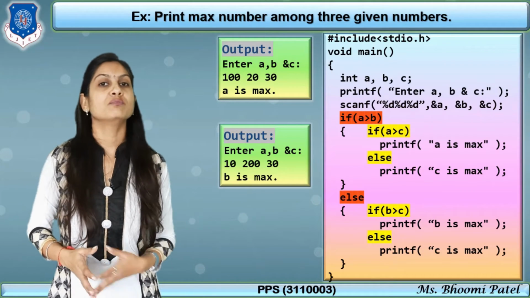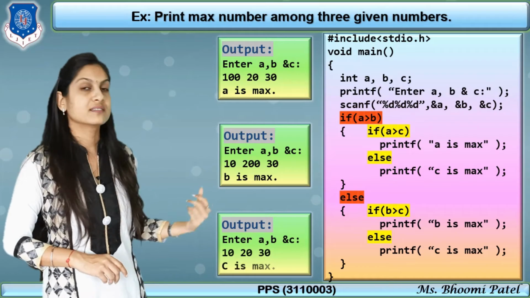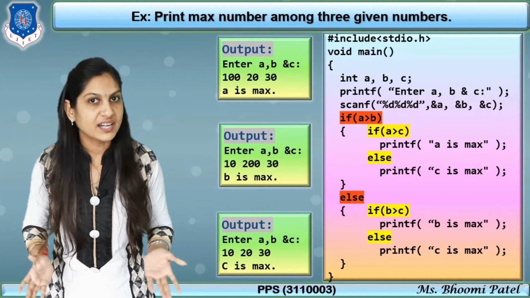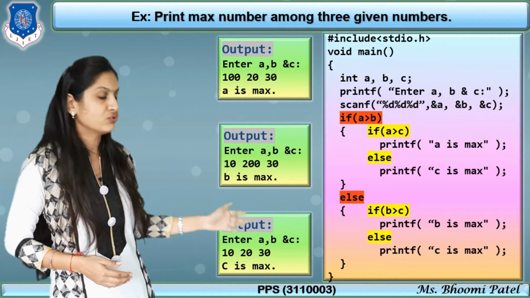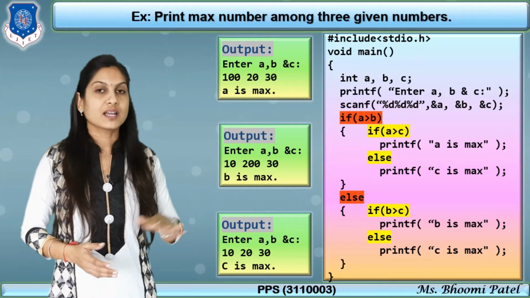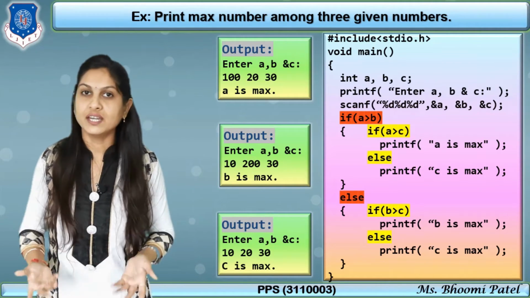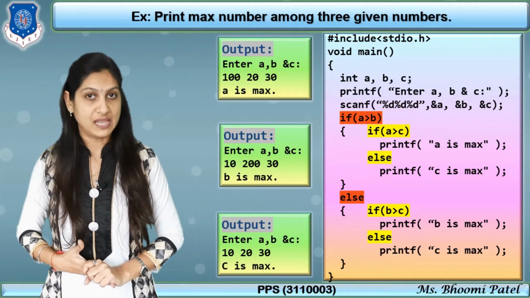So the message is B is max. Now check for the third input, that is A is 10, B is 20 and C is 30. So the first condition is obviously false, that is 10 is greater than 20. Again move to the else part. In the else, the condition is B greater than C, that is 20 is greater than 30. Again it is false. So directly move to the last statement, that is C is max.